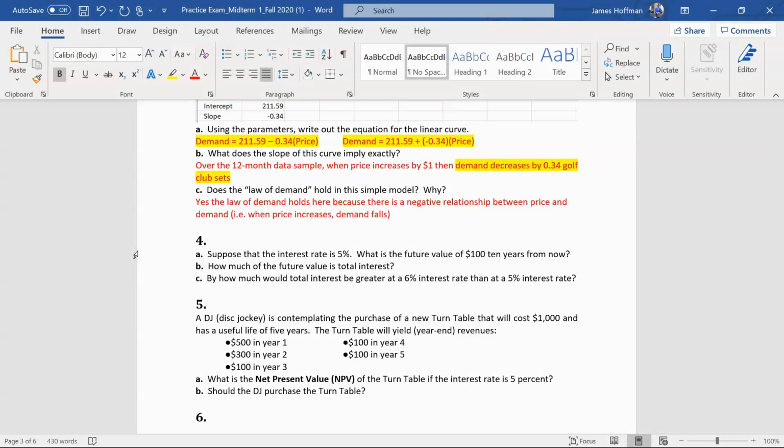So number 4, suppose that the interest rate is 5%. What's the future value of $100 10 years from now? All right, so you're going to calculate the future value just using the interest rate and the number of years it compounds.